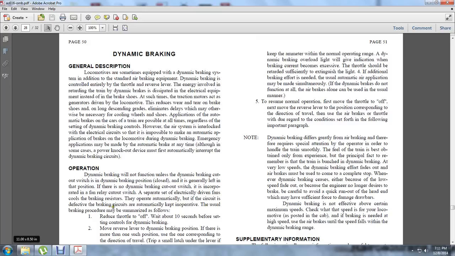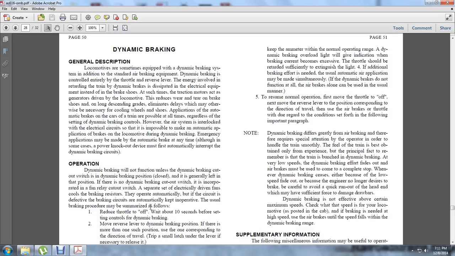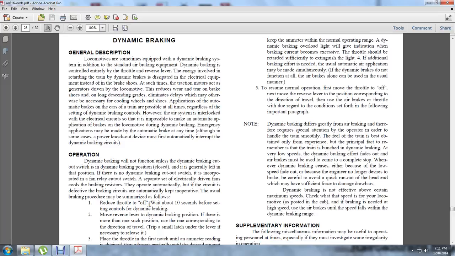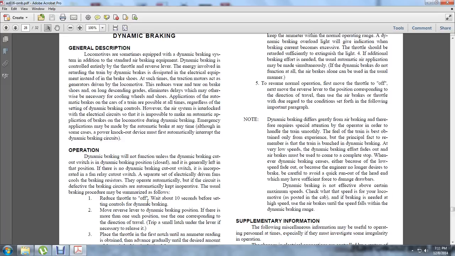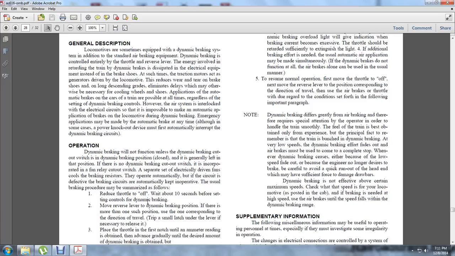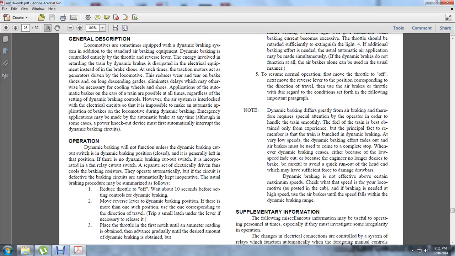The usual braking procedure is summarized as follows. Reduce the throttle to off and wait until about 10 seconds before settling. Then move the reverse lever to the dynamic braking position. If there is more than one such position corresponding to the direction of travel, a small latch under the lever is necessary to release it. Place the throttle in the first notch and read the ammeter, then advance gradually until the desired amount of dynamic braking is obtained.